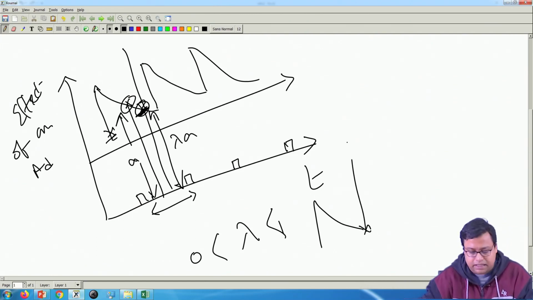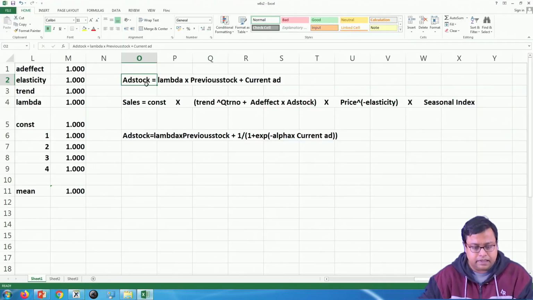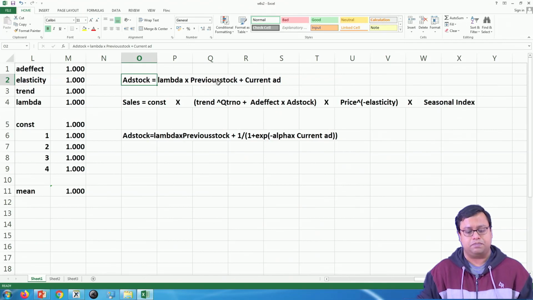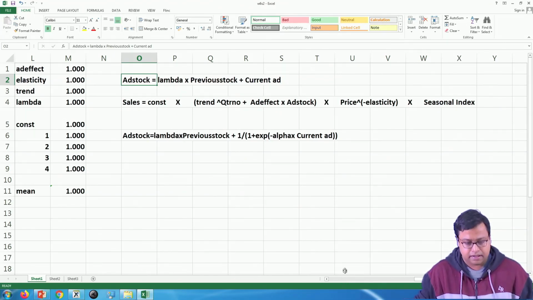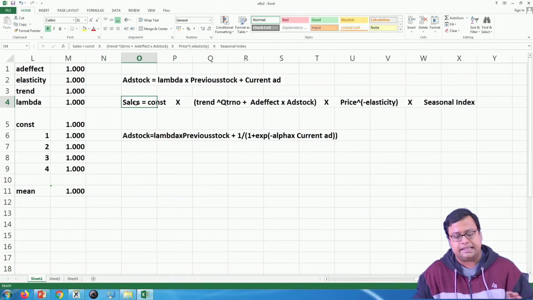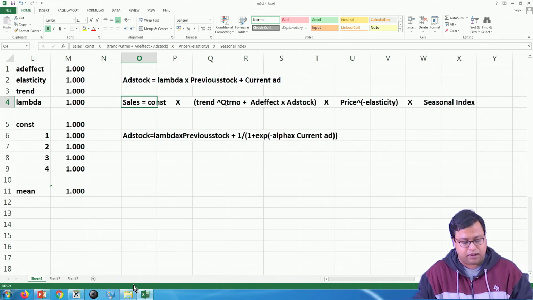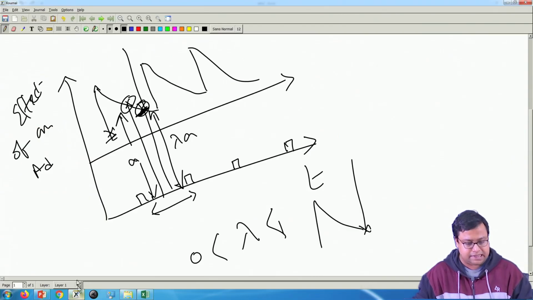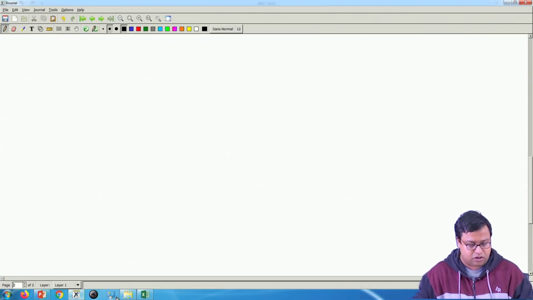So, that is something this particular function is writing about. Ad stock is equal to lambda times previous stock plus current ad. So, this is something that we are trying to do here. And then the sales has different components in it. I will explain one by one the various components of the sales.